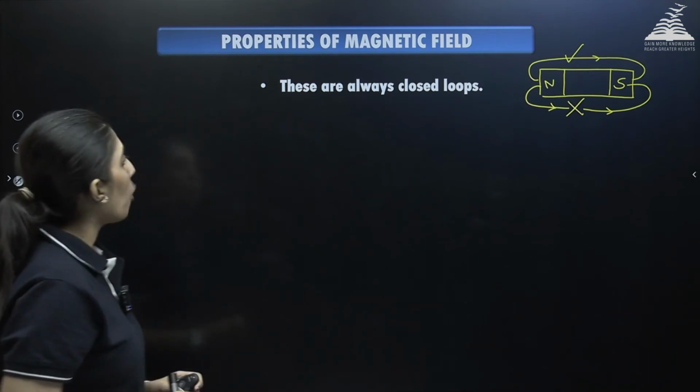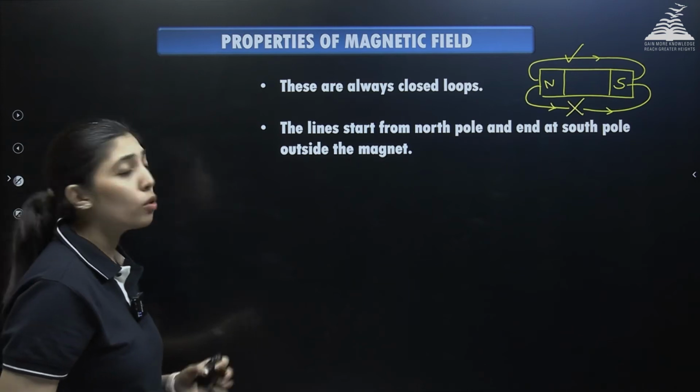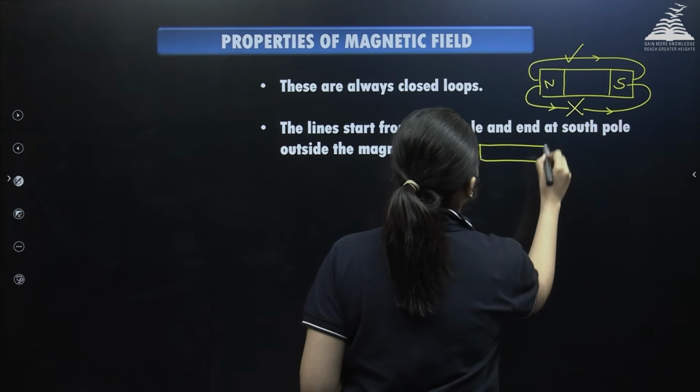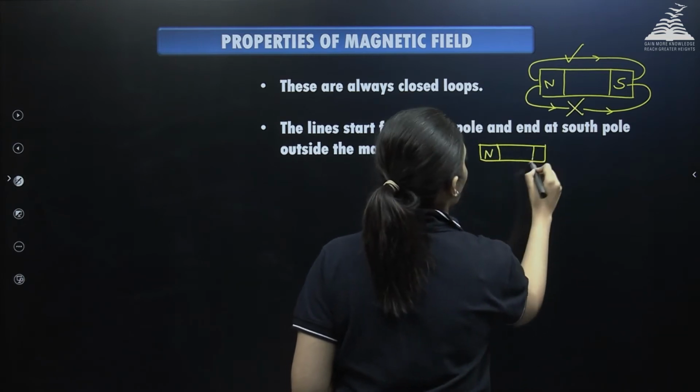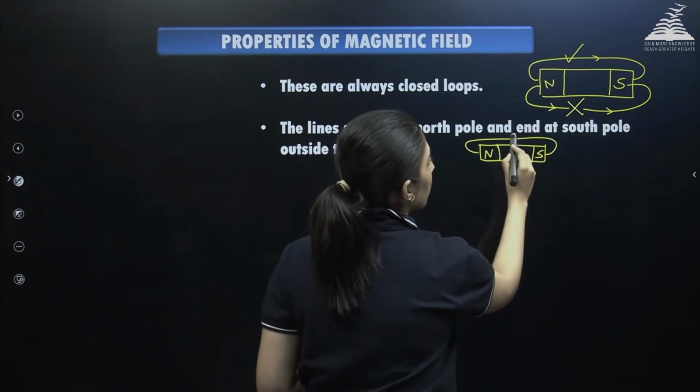Now, the next property, the lines start from the North Pole and end at the South Pole outside the magnet. That is, outside the magnet they start from North, end at South.